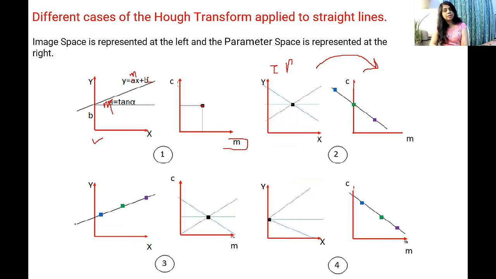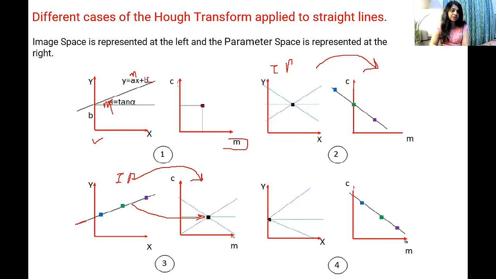Now let's take another example. Here we have this line and we have 3 points in image space. Now when we convert it into parameter space, these points will get converted into lines, and this black line will get converted into a point. But since these points are on the straight line, this point, which is the mapping of the line, will be exactly at the intersection of all these lines drawn for these 3 points.